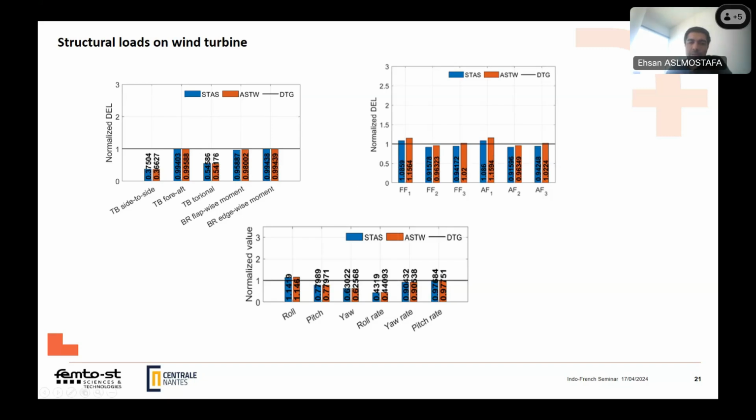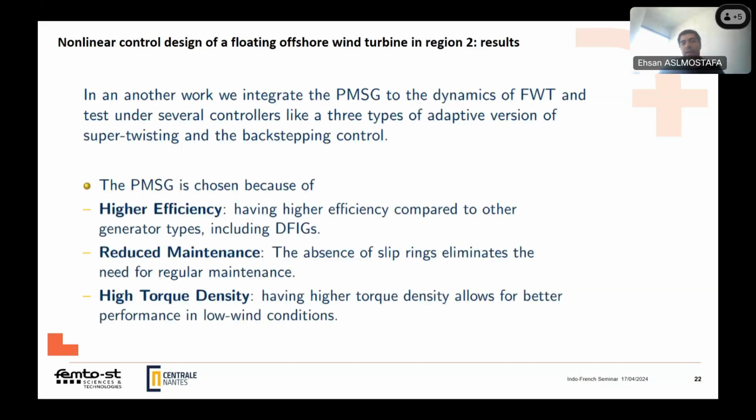Also, you can see the results about the platform motions, which is related to the stability of the platform, and we can see that except for the roll, on the other parameters the super twisting based controllers achieve better results. In another work, we integrated the PMSG into the floating wind turbine and into the dynamics of the floating wind turbine.